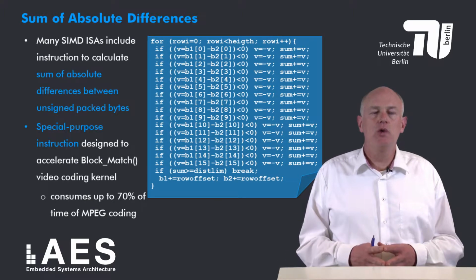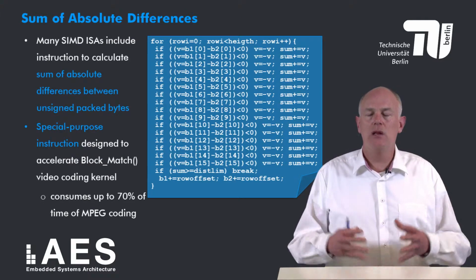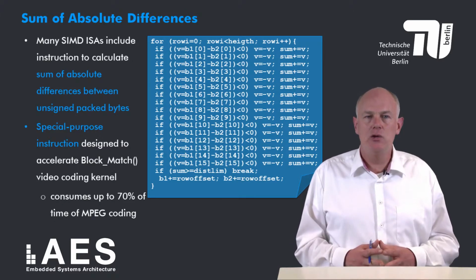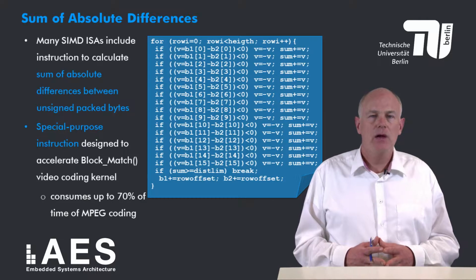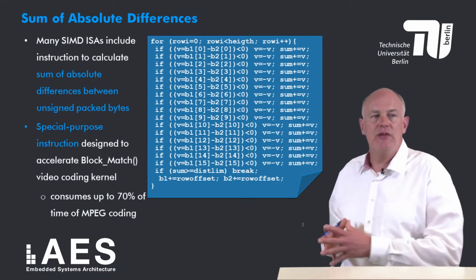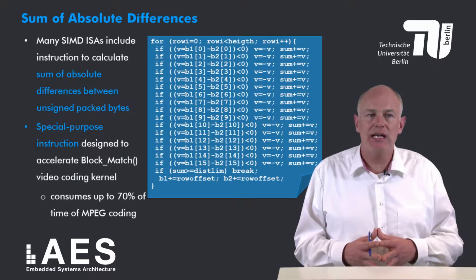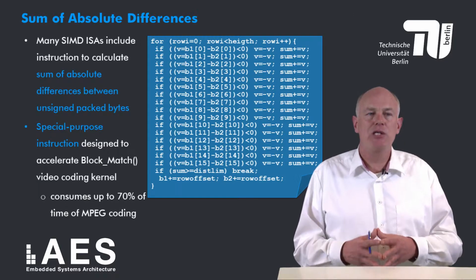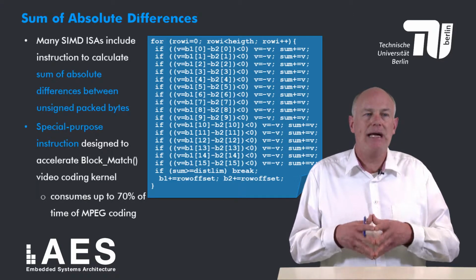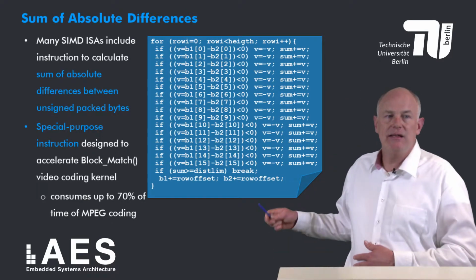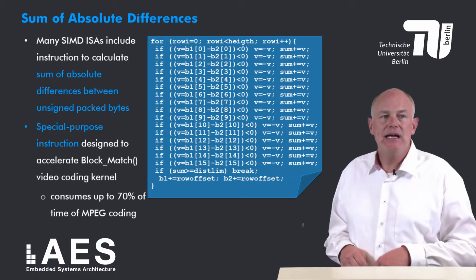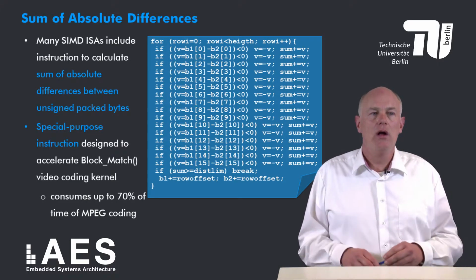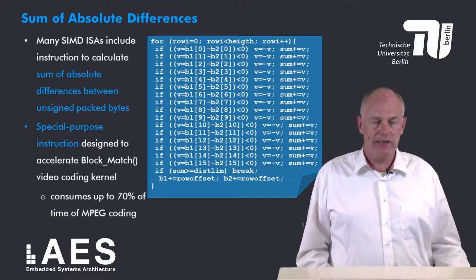This kernel can consume, when compared to the scalar version with lots of branch mispredictions, up to 70% of the total execution time of MPEG encoding. Especially, or maybe even only for this kernel, many SIMD instruction set architectures support an instruction that computes the sum of absolute differences between unsigned packed bytes. This special purpose instruction, the SAD, is designed only to accelerate the kernel block match which is used in video encoding.